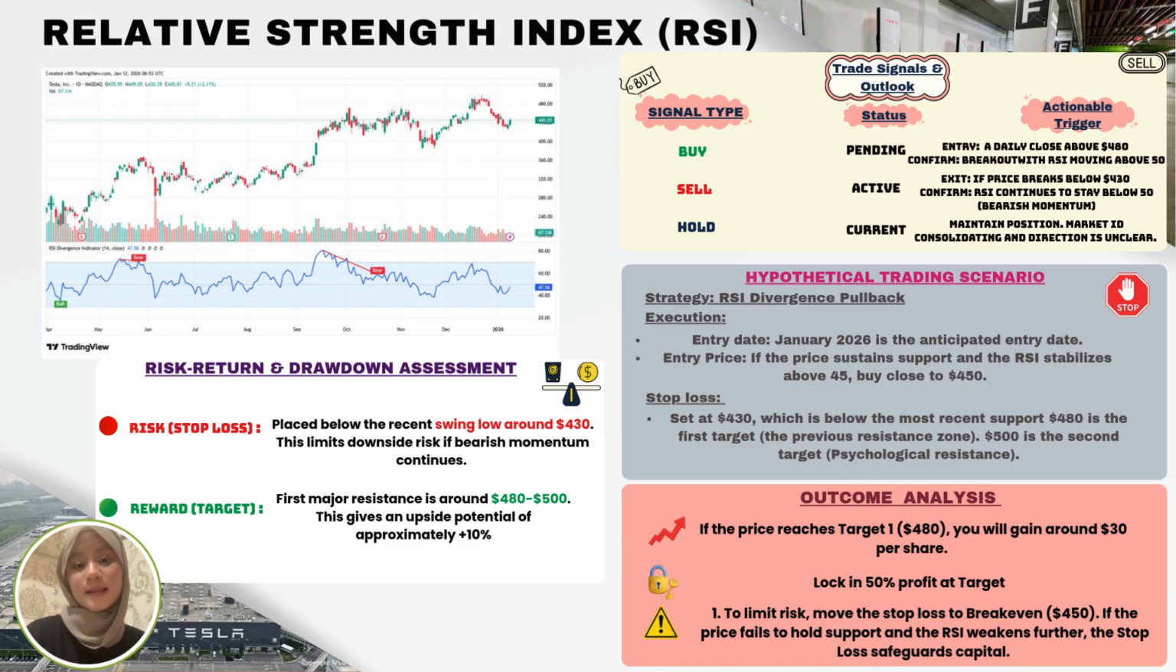Finally, the outcome analysis. If the price reaches the first target at $418, the gain is about $13 per share. Traders are advised to lock in 15% profit at this level. To reduce risk, the stop loss can be moved to break even at $415. If the price fails to hold support and the RSI weakens further, the stop loss will be triggered.